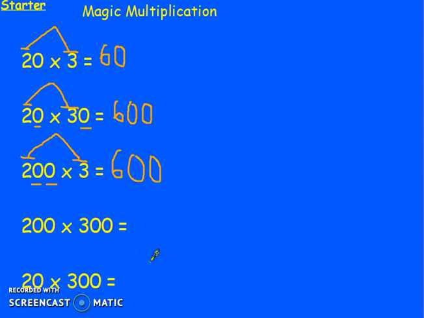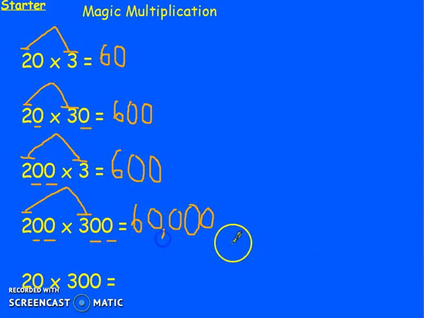What if both of the numbers are 100 times bigger? Well, just like before, we do 2 times 3, which we know is 6. And this time we've got 1, 2, 3, 4 zeros. I wonder if you can read that number. Can you say it for me? I'll add a comma, see if that helps. What does that number say? That's right, 60,000.